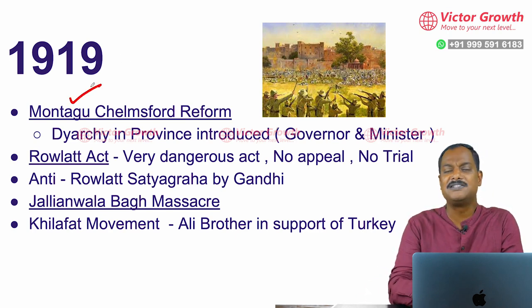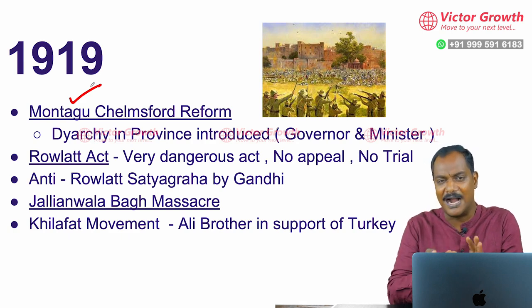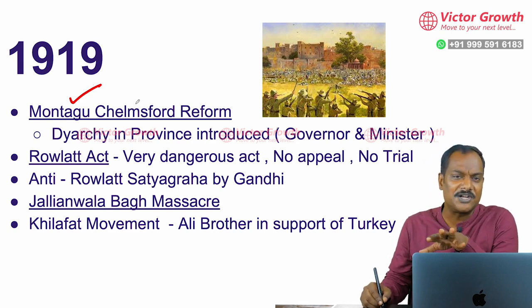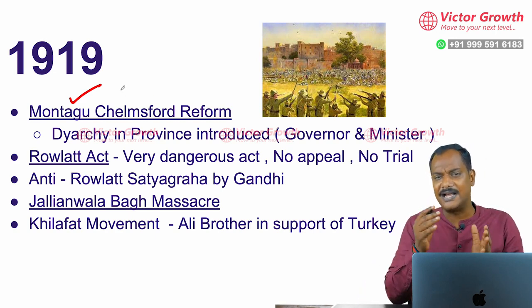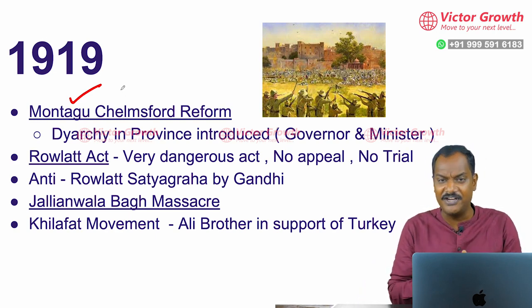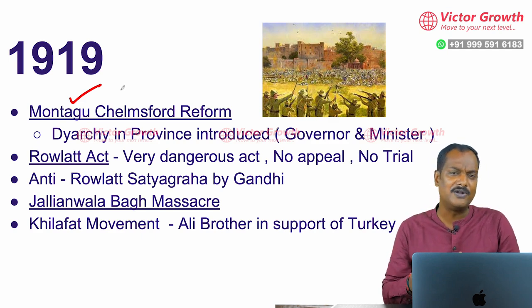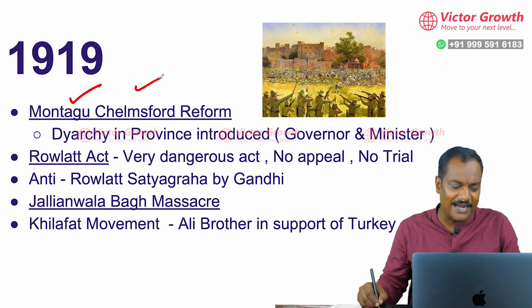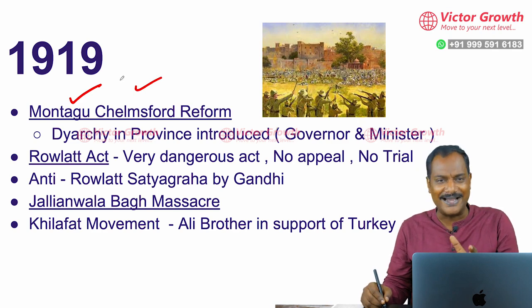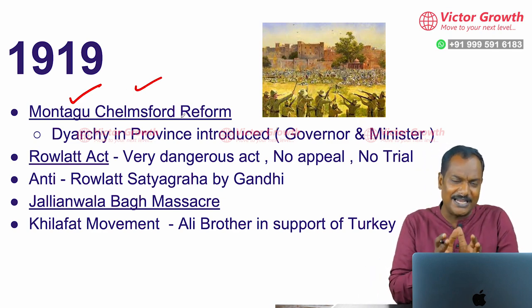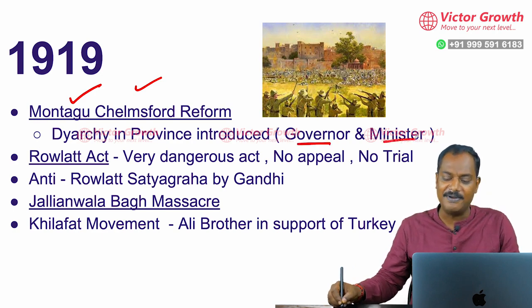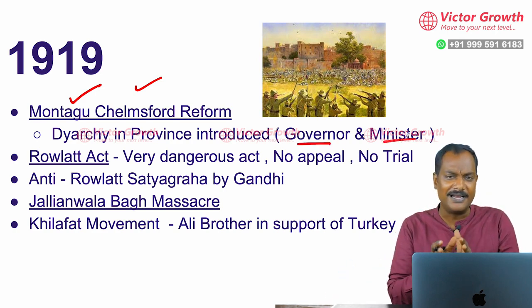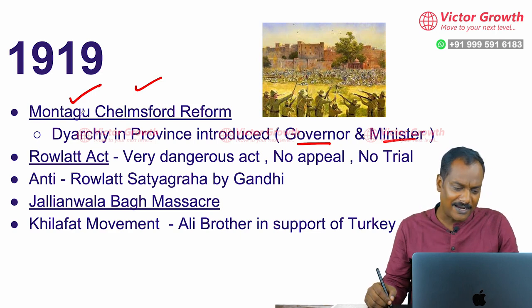First famous thing happening is the Montagu-Chelmsford reform. Under this, there is an introduction of diarchy in the province. A lot of times I have seen them asking in which year or in which reform they introduced diarchy. It was in 1919, Montagu-Chelmsford reform. What is diarchy? The concept of two. Di means two. So one is the governor, the other one is the minister. So there will be a dual government in the provinces. That is happening in 1919.